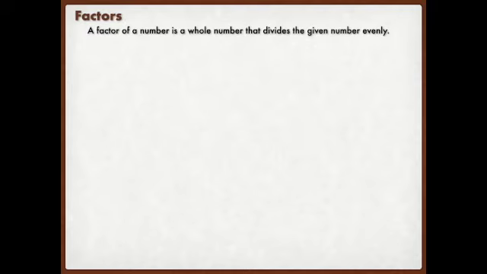Let's first talk about what a factor is. A factor is a whole number that divides the given number evenly. Okay, let's see what we mean by that. List all the factors of 10 in numerical order. So we want to find a whole number, not a decimal or a fraction, that divides evenly, without any decimals, into 10, into this given number.